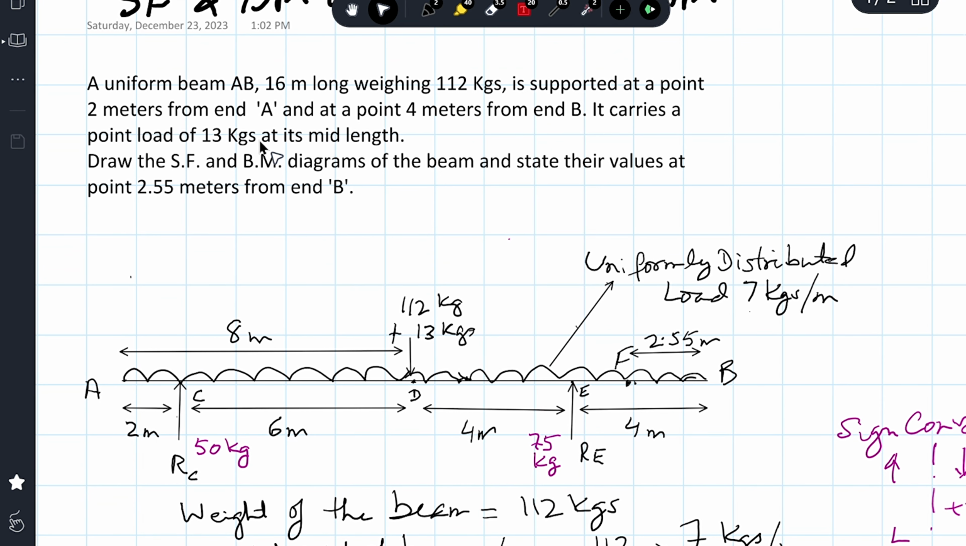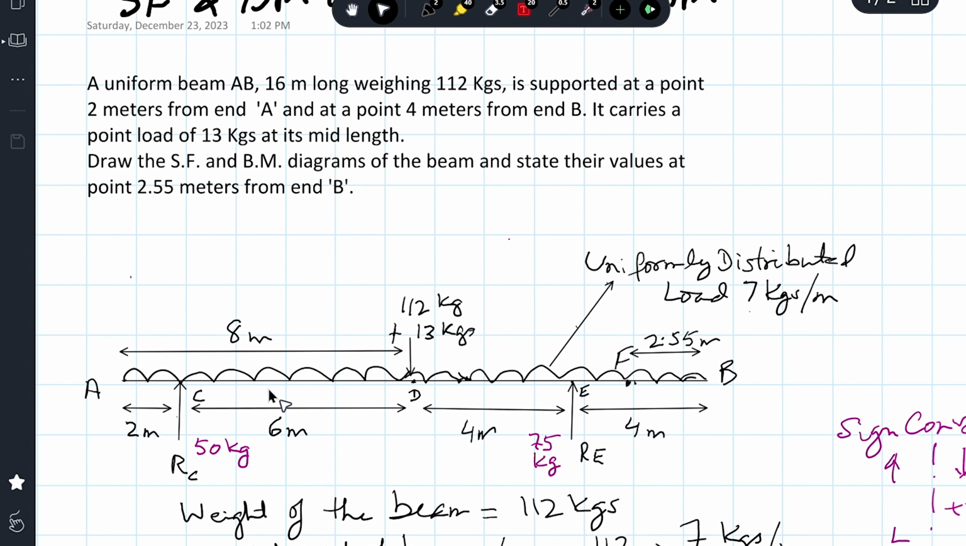So it's a beam and we mark it as AB as given in the question. So A and the other end should be B. 16 meters long and weighing 112 kgs. So the 112 kg means it's uniformly distributed along the entire length of the beam. The supports are 2 meters from end A and 4 meters from end B. So they are marked as RC and RE. Point C and point E have the supports. There is a point load also acting at the mid length of the beam, 13 kgs.